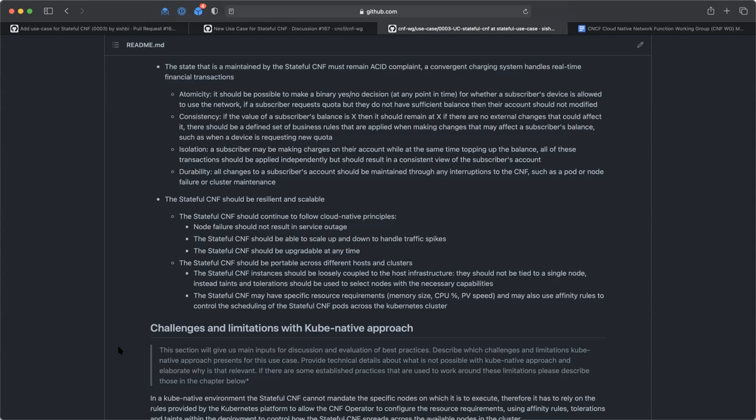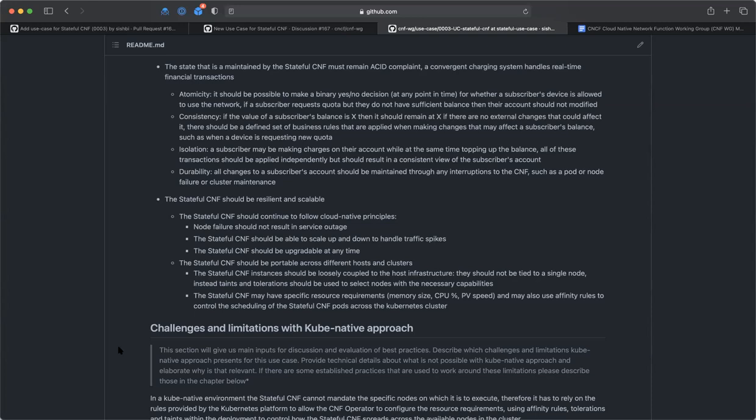So the stateful CNF is how we're talking about the convergent charging system, and it should continue to follow cloud native principles. So if you have a node failure, it shouldn't result in any service outage. So you need to have clusters of systems to allow for that. You should also be able to deal with spikes in service usage by being able to automatically scale up and then scale down after the spike has completed.